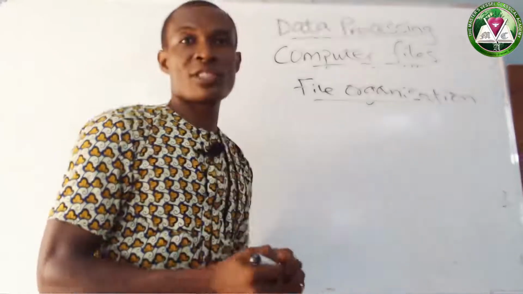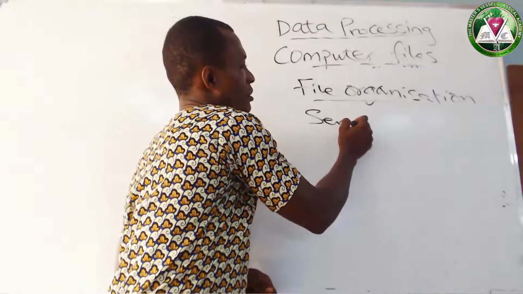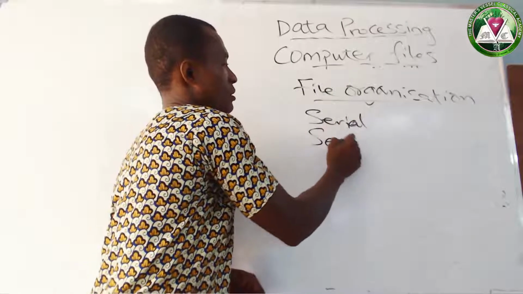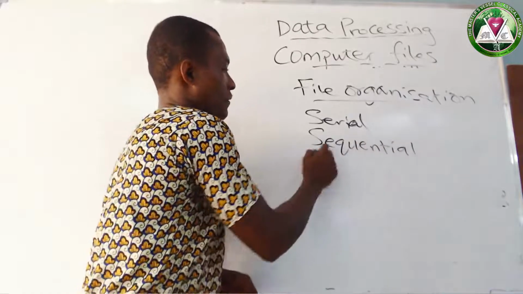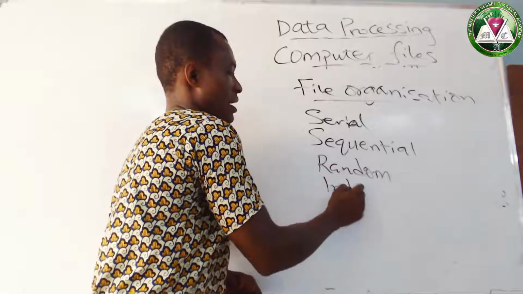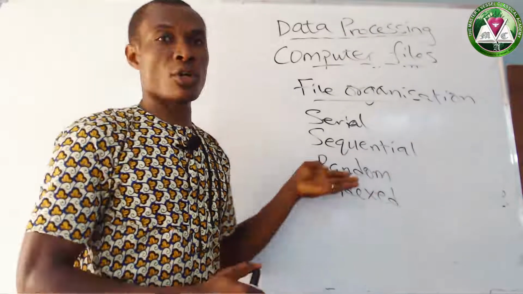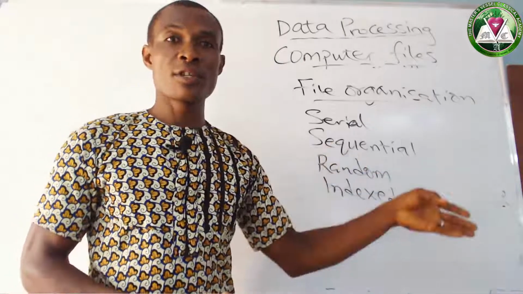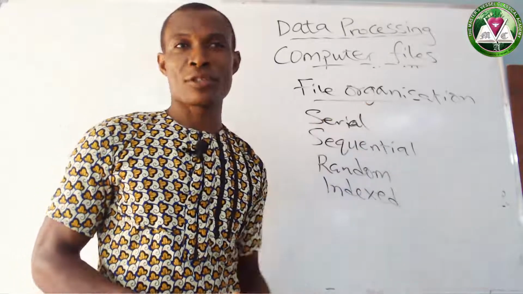Now, the types of file organization we have here: we have serial, we have sequential, we have random, we have indexed. These are the ones we are going to discuss. Serial file organization, sequential file organization, random file organization, and indexed file organization.